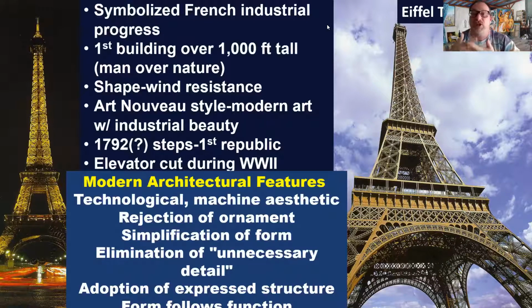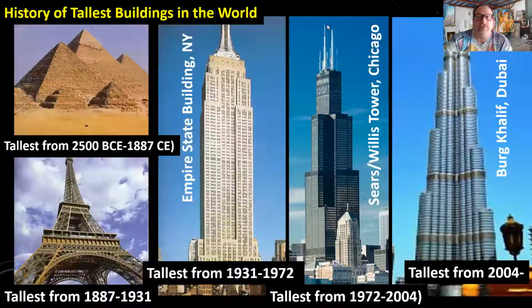And so coming out of the Cubist movement, look at the modern architectural features here. Technological machine aesthetic, rejection of ornament, simplification of form, elimination of unnecessary detail, adoption of expressed structure, and that concept all the way at the bottom, which may be cut out, is form follows function. This is basically Cubism, only in buildings as it shows up in modern architecture.